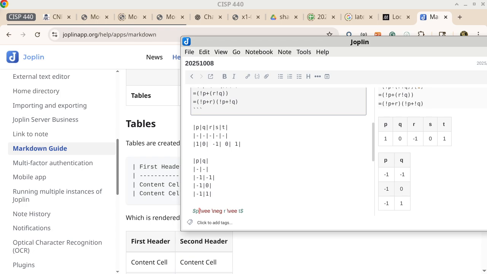When P is negated, Q can also be negated, Q can be absent, or Q can be non-negated. Is that okay? So each row is corresponding to a disjunction involving P and Q. So the first row is basically saying not P or not Q. The second row is saying not P. We don't mention Q whatsoever. The last row means we have not P or Q. Is that okay? All right.